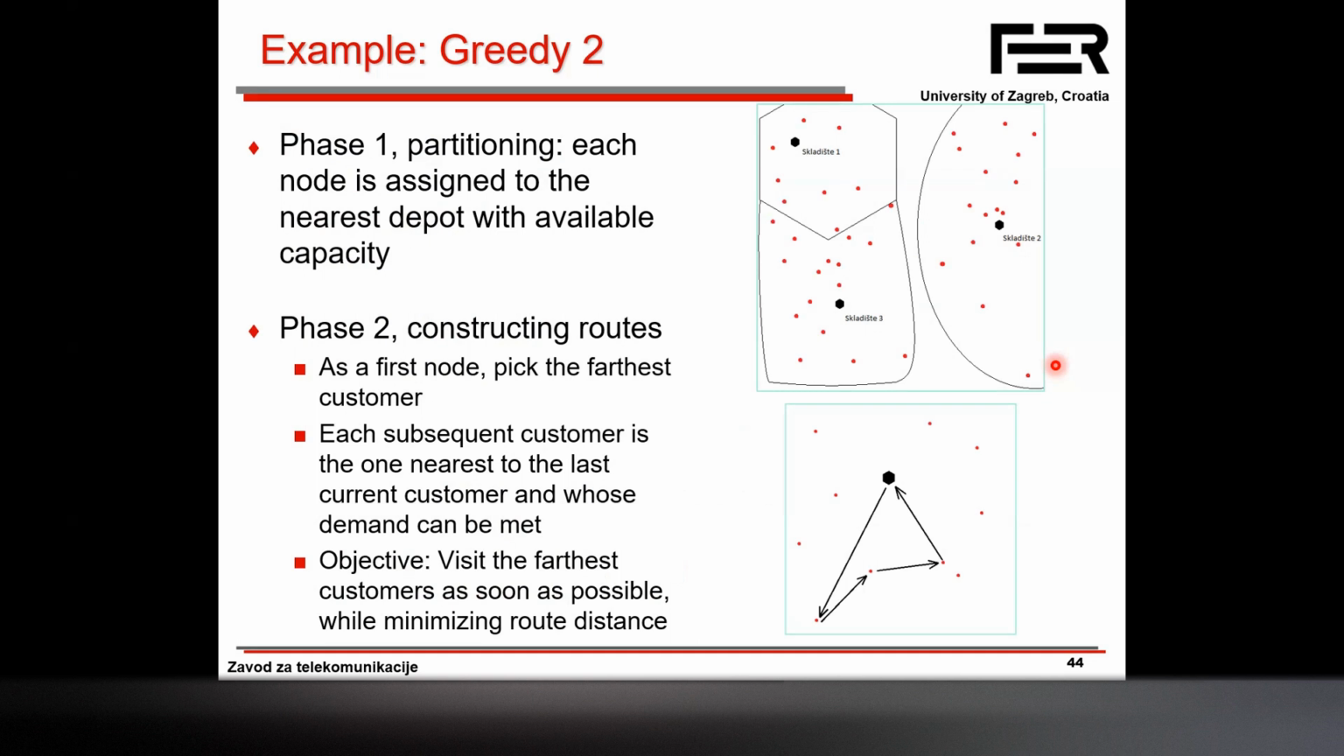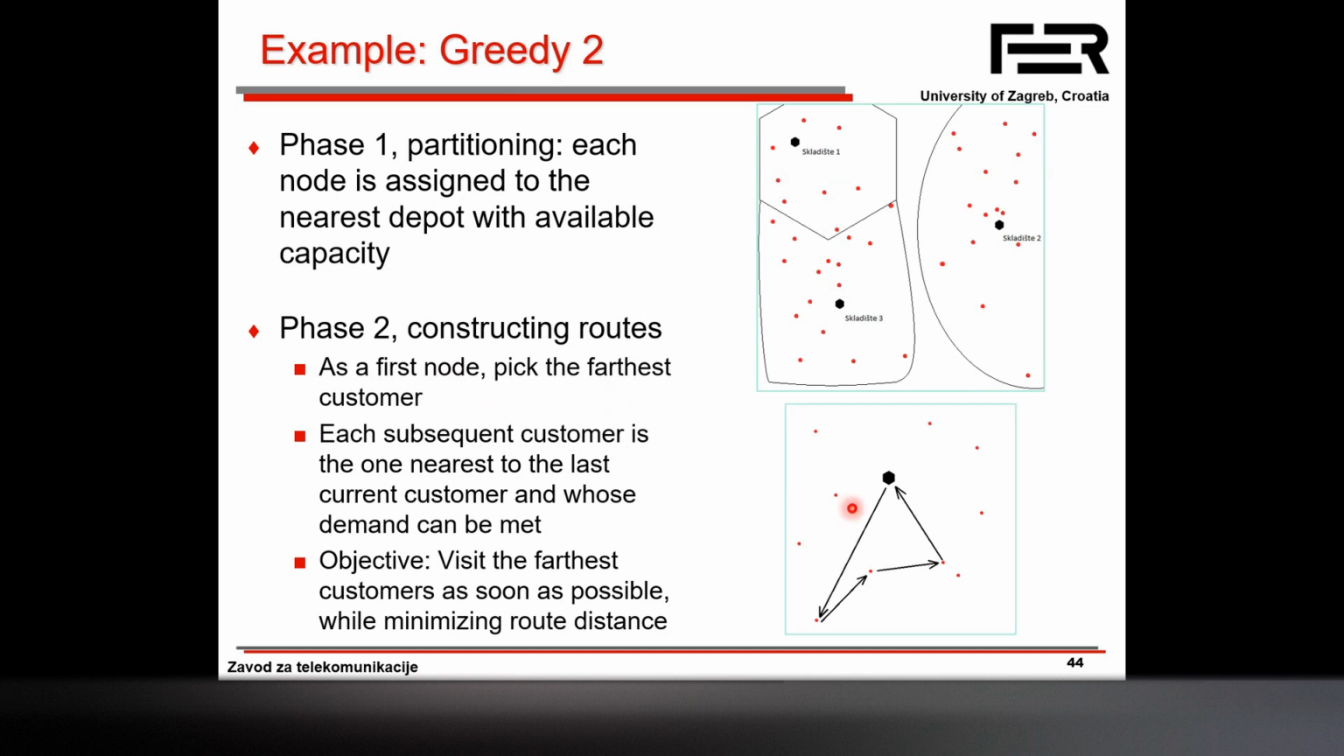Another example could be to do some partitioning first. So split the problem into two phases. And this was just one example of one approach that a student used. Each node is assigned to the nearest depot with available capacity. So we do some partitioning here. And then in the second phase, construct routes.